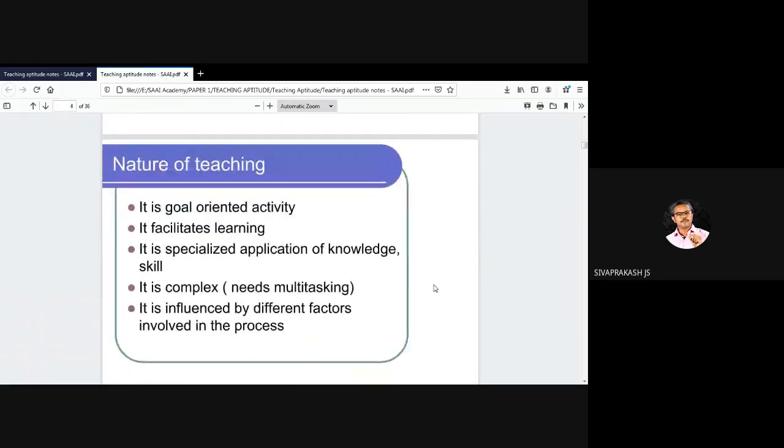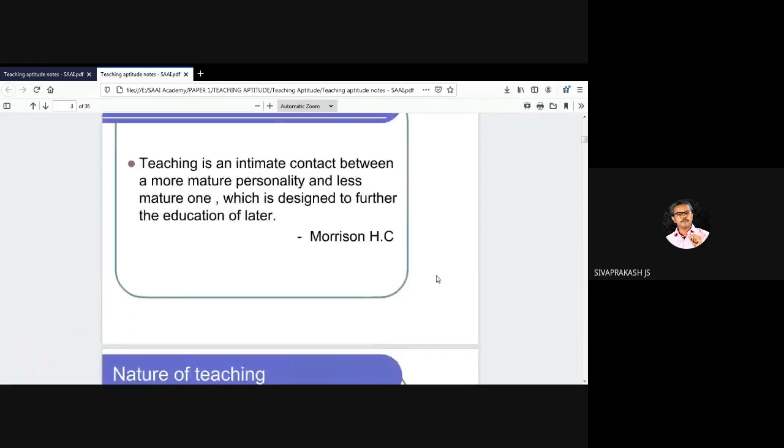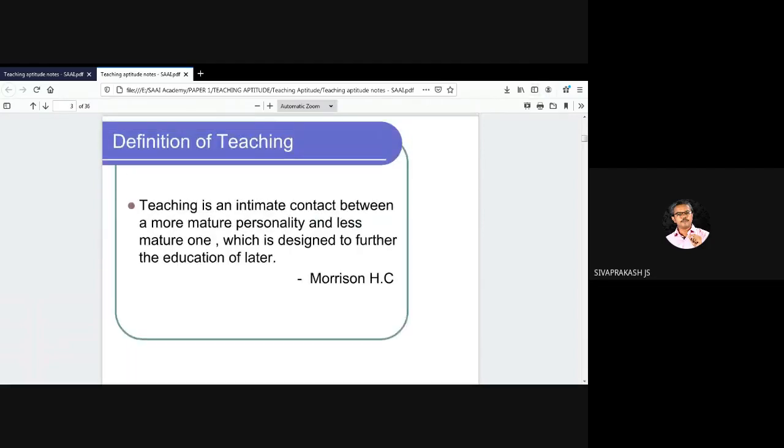Then there is the nature of teaching, but I don't want to go into that theory part. Before that, I request you to do a small self-appraisal of how good you are in teaching aptitude, in general. Let me post a few questions to you.